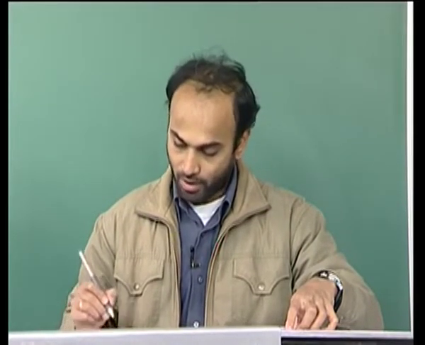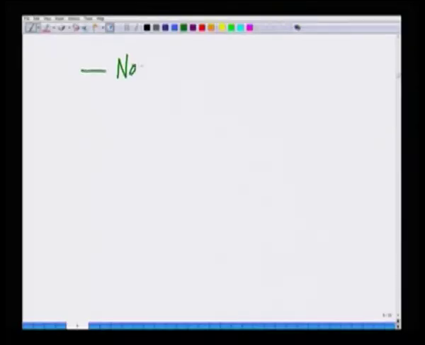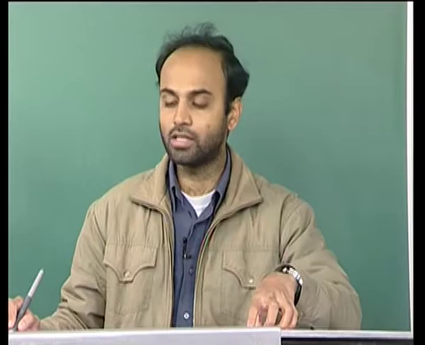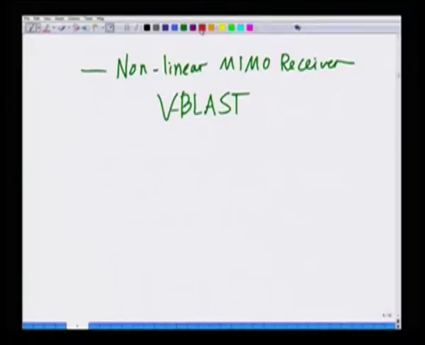All right. And then finally, we had seen a nonlinear receiver, V blast, which is vertical blast, which stands for vertical Bell Labs layered space time architecture. Right. So, this is a nonlinear receiver, and as we had also summarized today, it is based on successive interference cancellation.